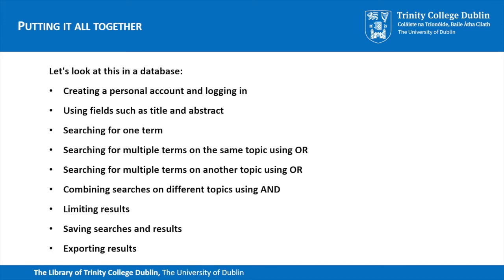Now let's look at putting all of these individual components together. How do you create a personal account? How do you find out what the fields are and choose them? How do you search for one term to start with or one phrase? How do you then add on different terms to that, add on your synonyms? How do you then search for a completely different topic? How do you then bring together those different searches and combine them? How do you limit your results? How do you save those results? And how do you then send them out into something like Endnote?